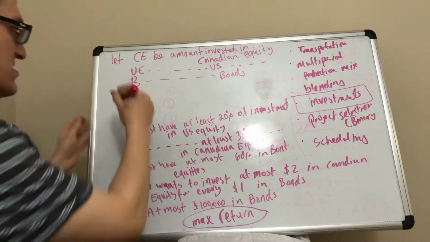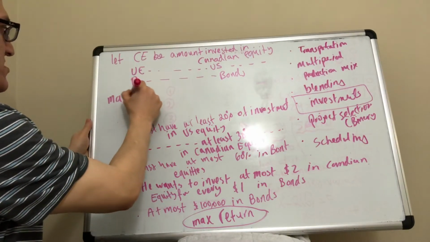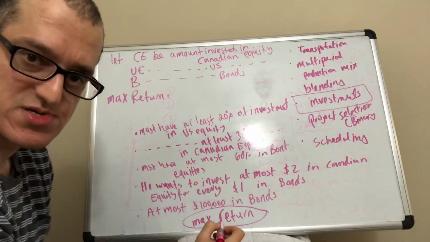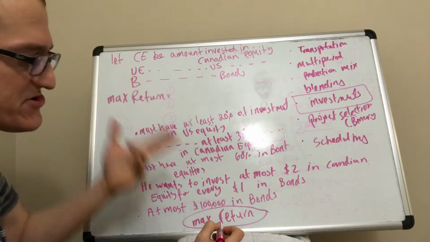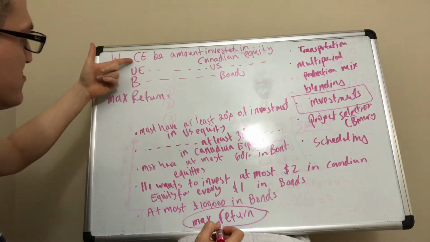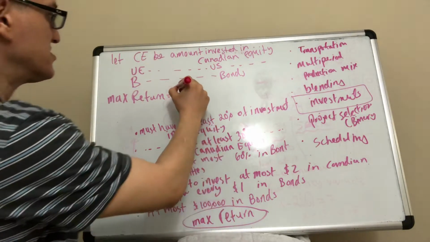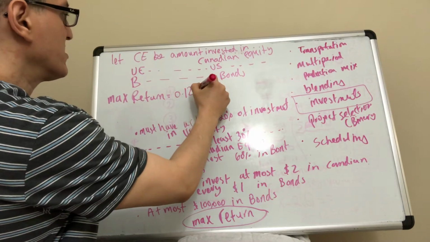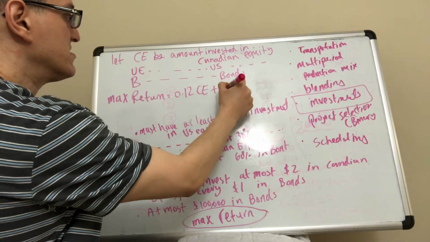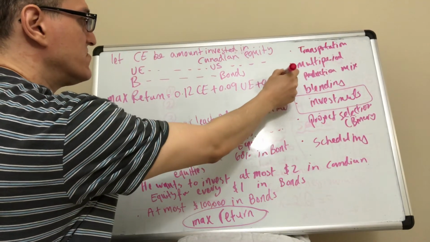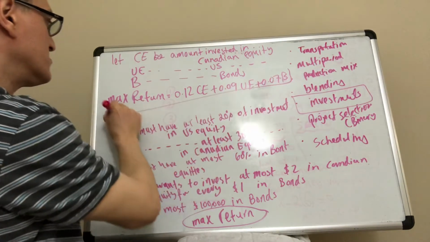You're maximizing return according to the question, and it's usually a max return question. You have the return of each one. This one, if you guys remember, 12%. This one is 9. This one is 7. So it's 12% of CE, 9% of UE, 7% of B. That's what you're trying to maximize.